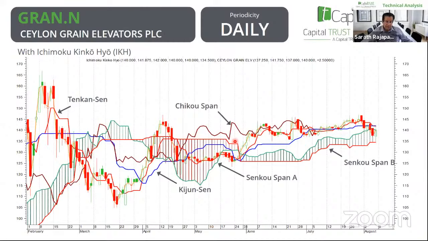Another hold is the Grain Elevator. The candlesticks are well inside the cloud, but span A is above span B and the cloud is green. It's below the candlesticks, but unfortunately, the candlestick line has nudged inside the cloud. So here you have to wait, and this is a good example of a hold position. If you have it, hold on. If you don't have it, don't rush to buy.